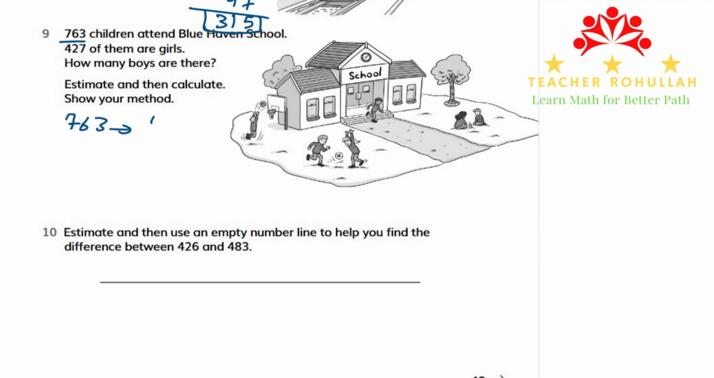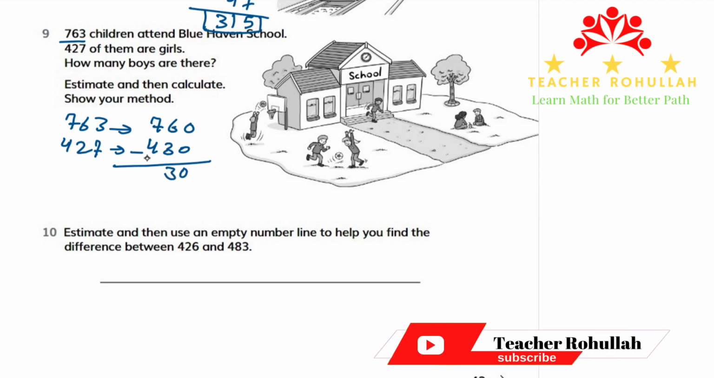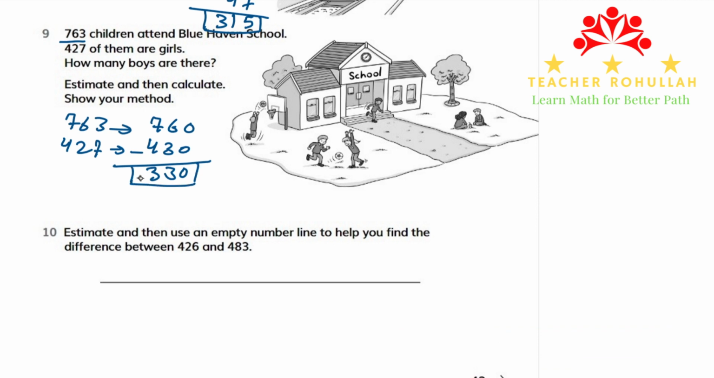763 rounds to 760, and 427 rounds to 430. We have rounded them to the nearest 10 to find an accurate estimation. So we subtract. 0 minus 0 is 0, 6 minus 3 is 3, and 7 minus 4 is also 3. We say that there are about 330 boys. Now to find the exact number of boys, I will use partitioning here.